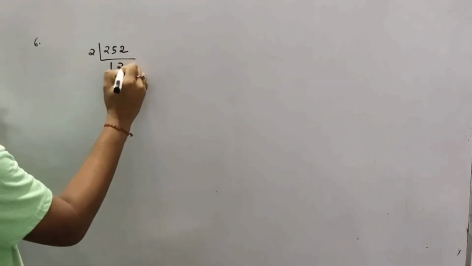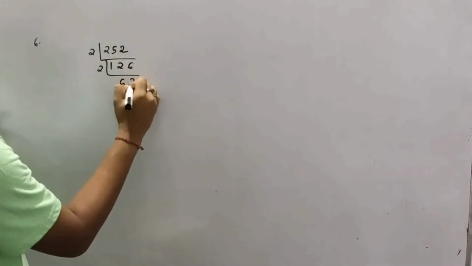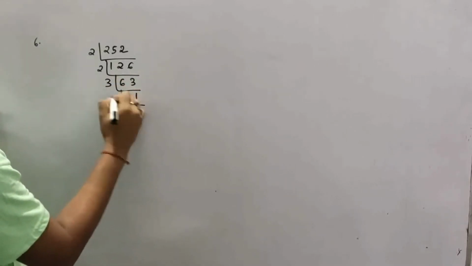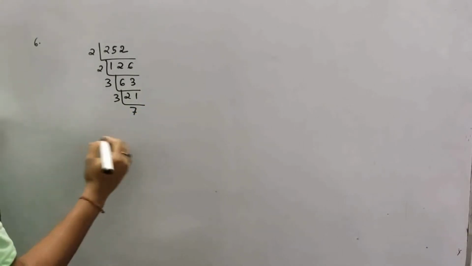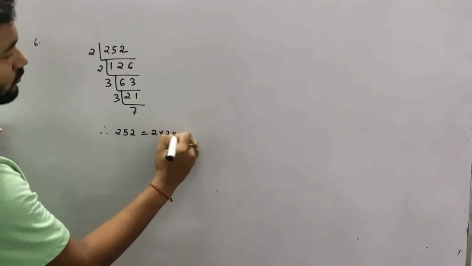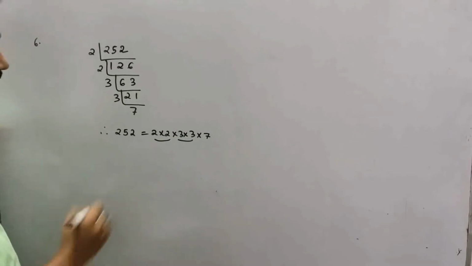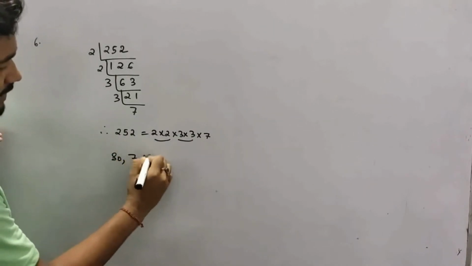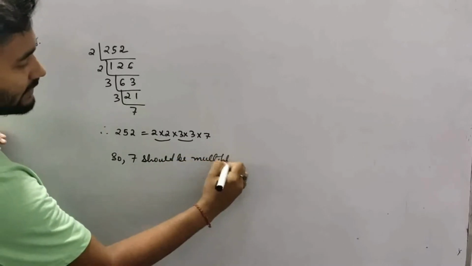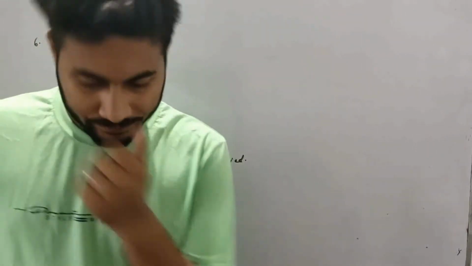Start with 2: 2 twos are 4, 2 sixes are 12, 2 sixes are 12, 2. Then 3: 3 twos are 6, then by 3, 3 ones are 3, and then 3 sevens are 21. So therefore 252 is equal to what? 2 into 2 into 3 into 3 into 7. So what should be multiplied? So 7 should be multiplied. Same till now, whatever you have done, same like that.